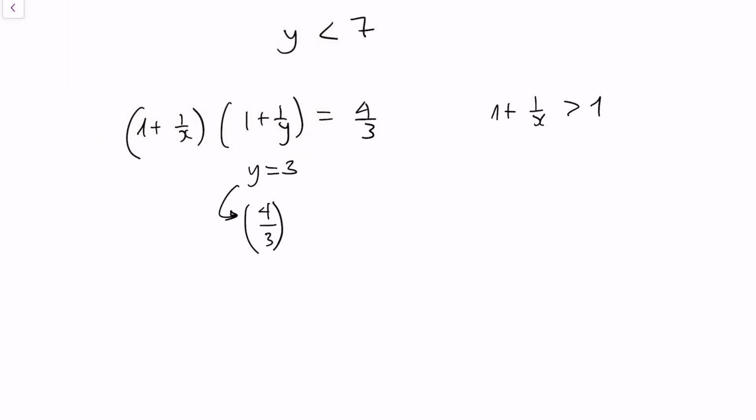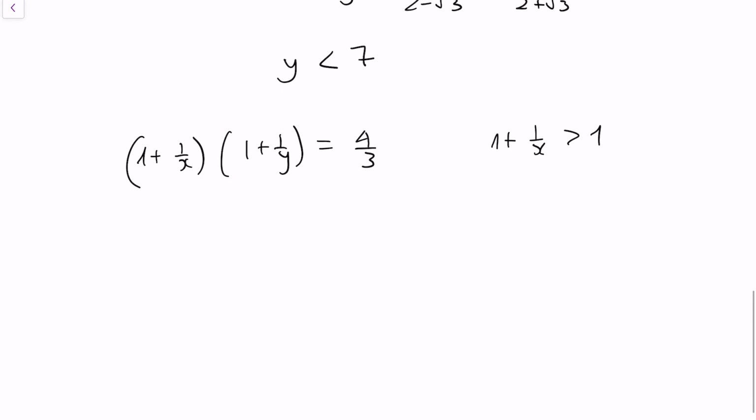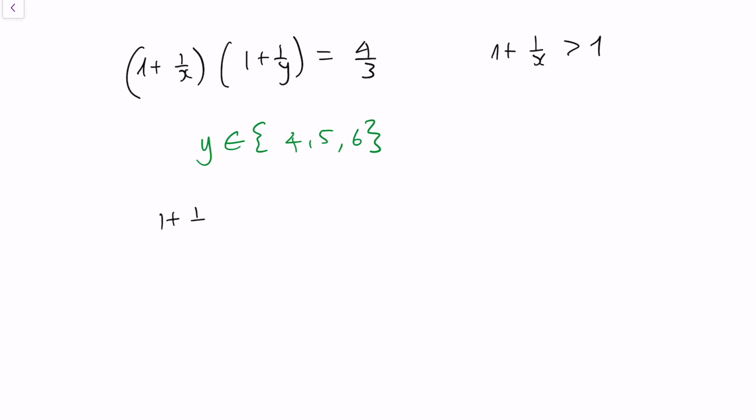And if we test the next value, we will see then y can be 4, because 1 plus 1 over y will be less than 4 over 3, right? So in other words, we must also have y strictly greater than 3. Since y belongs to 4, 5, 6, this set, all we have to do now is test. So we have 1 plus 1 over x times, when y is equal to 4, you're going to get 5 over 4, is equal to 4 over 3.